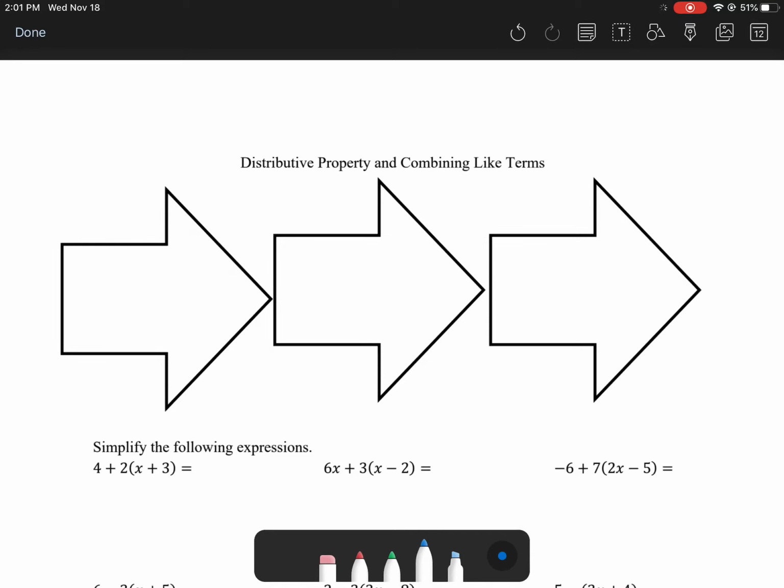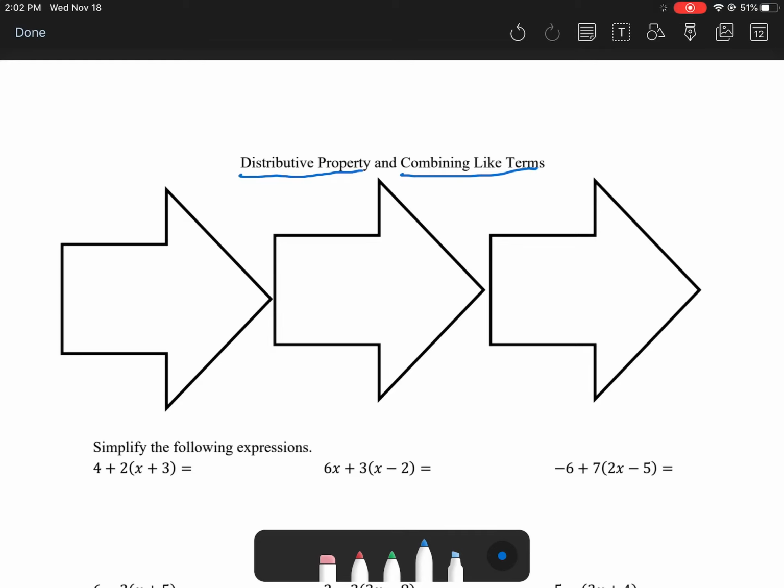Hey guys, today we're going to talk about distributive property and combining like terms. We're going to be doing both the distributive property and combining our like terms to simplify our expressions. It's going to look really similar to the extra credit problem in our quiz this week or last week, depending on when you're watching this.